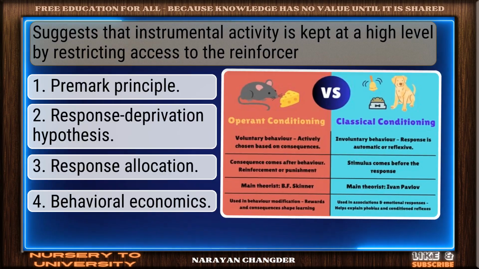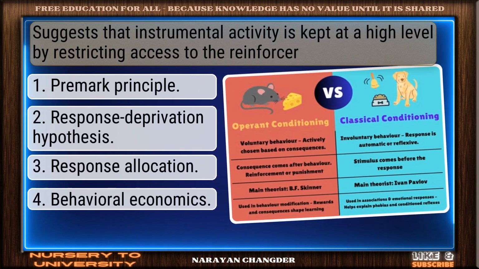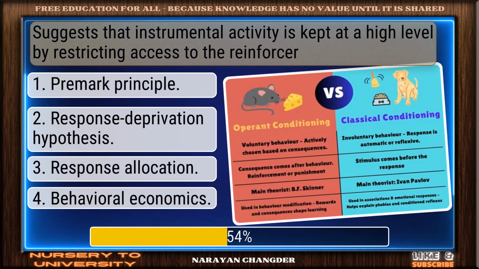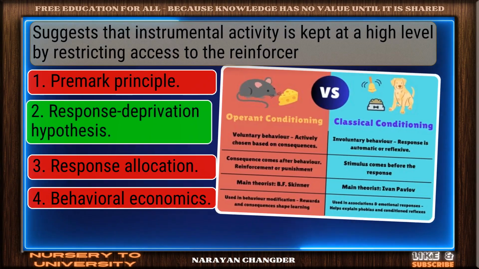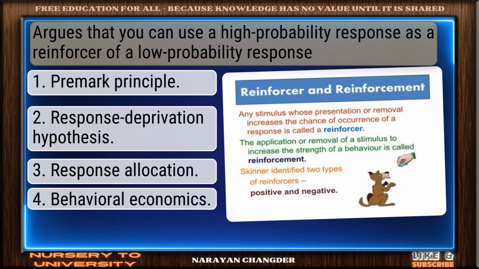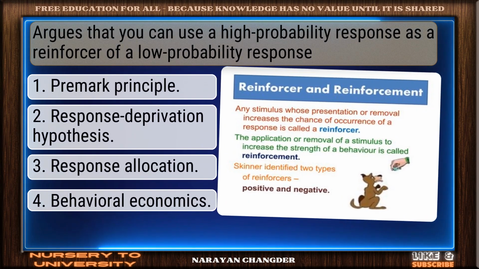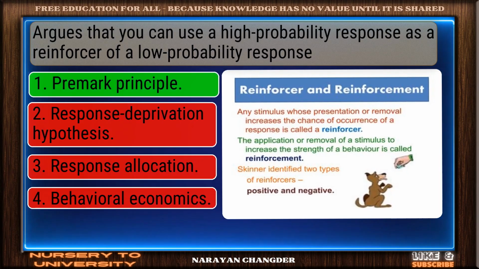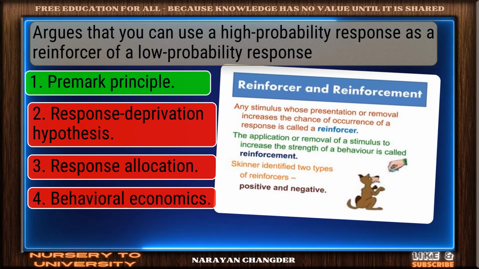Suggests that instrumental activity is kept at a high level by restricting access to the reinforcer. Nicely done. Response deprivation hypothesis is a solid answer. Argues that you can use a high probability response as a reinforcer of a low probability response. Excellent. Primack principle is a brilliant choice.